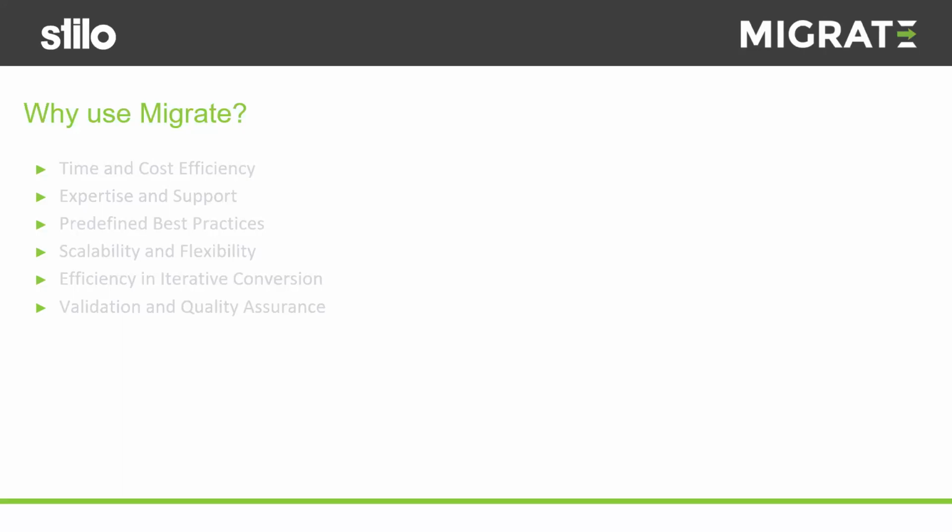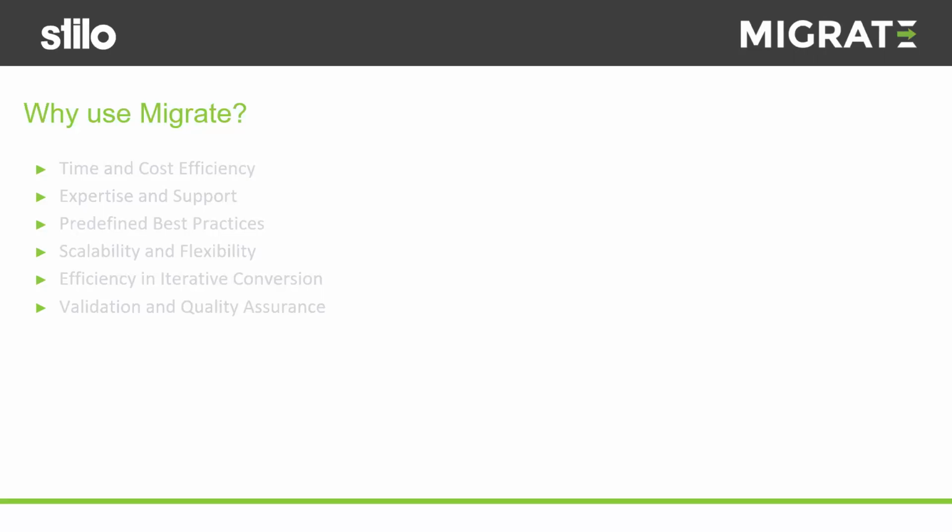Migrate also offers scalability for handling large content volumes and complex conversion requirements. It allows you to convert content from various formats, like I said, HTML, Word, FrameMaker, just to name a few. Converting those formats to DITA provides flexibility to accommodate diverse source content types. Our tool also supports incremental migration, allowing you to migrate content in stages rather than all at once in a big bang approach.